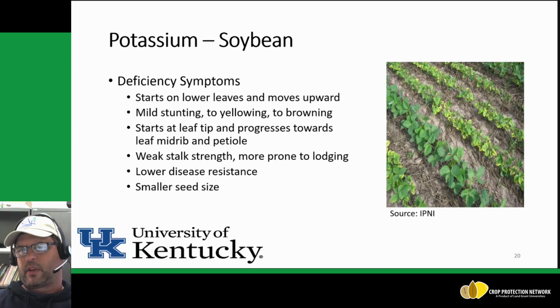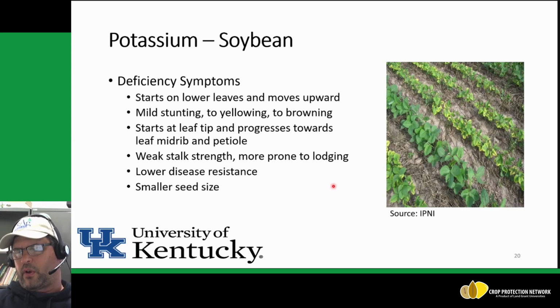For soybeans, again, it's a mobile nutrient. It starts on the lower leaves and moves upward. So here are some stunted K deficient plants compared to some adequately fertilized soybean. It starts with mild stunting, then yellowing, and then as the severity of the deficiency increases, browning and then leaf drop. It starts at the leaf tip and progresses towards the midrib and the petiole. So it's working back towards the stalk of the plant.